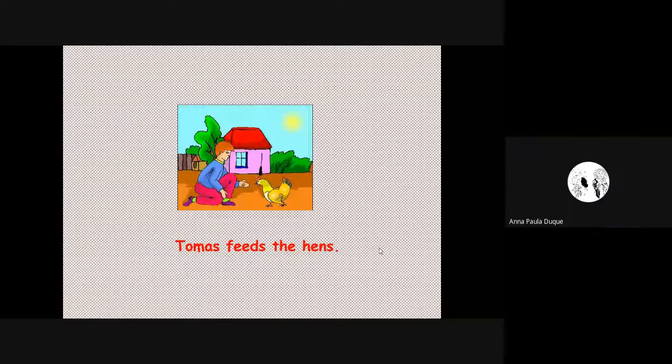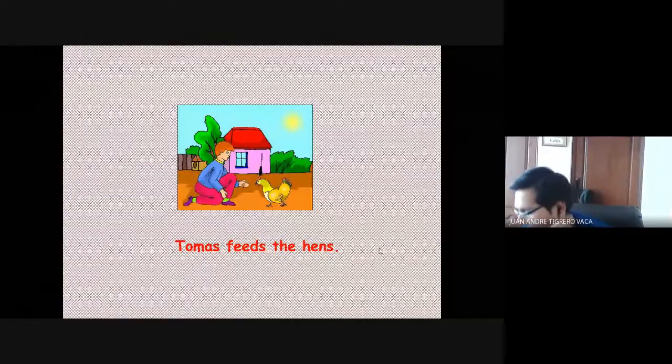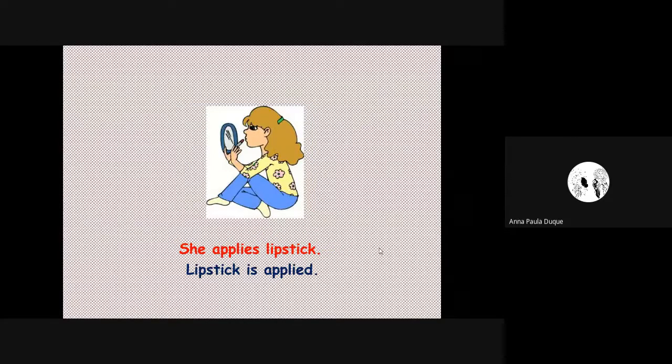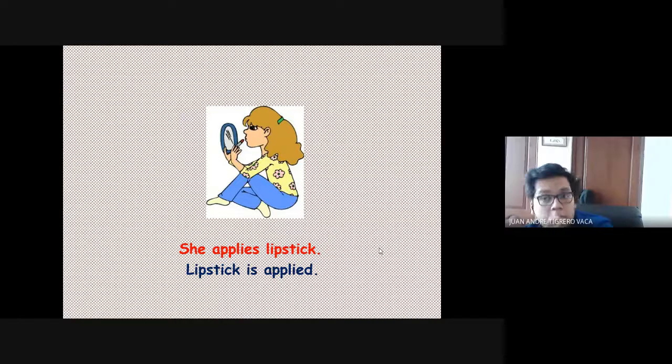Thomas feeds the hen. Una pregunta. Ajá. Dígamelo en español. El anterior, ese que solo decía lipstick is applied. También sería correcto que le pongamos by she. Sí, sí, no hay problema. De hecho, sería by her, porque estás hablando indirectamente.